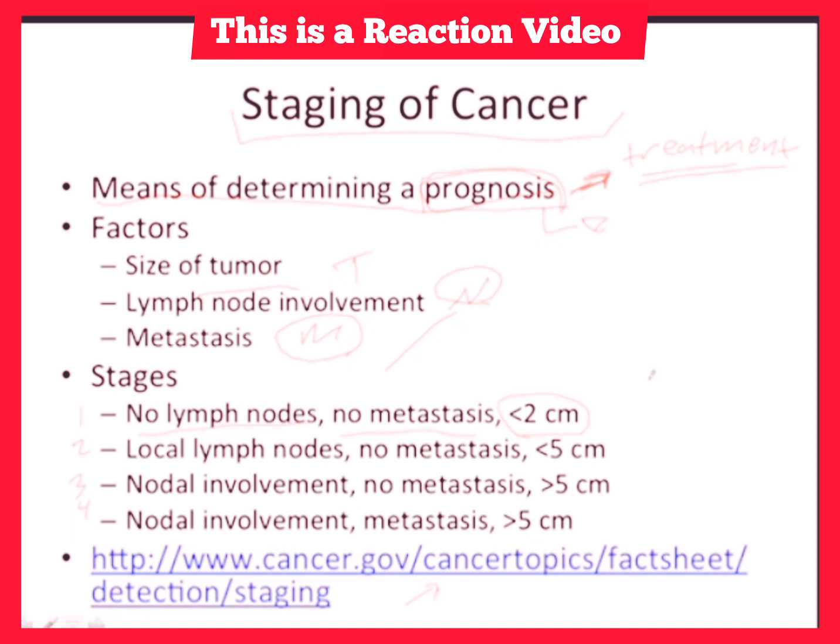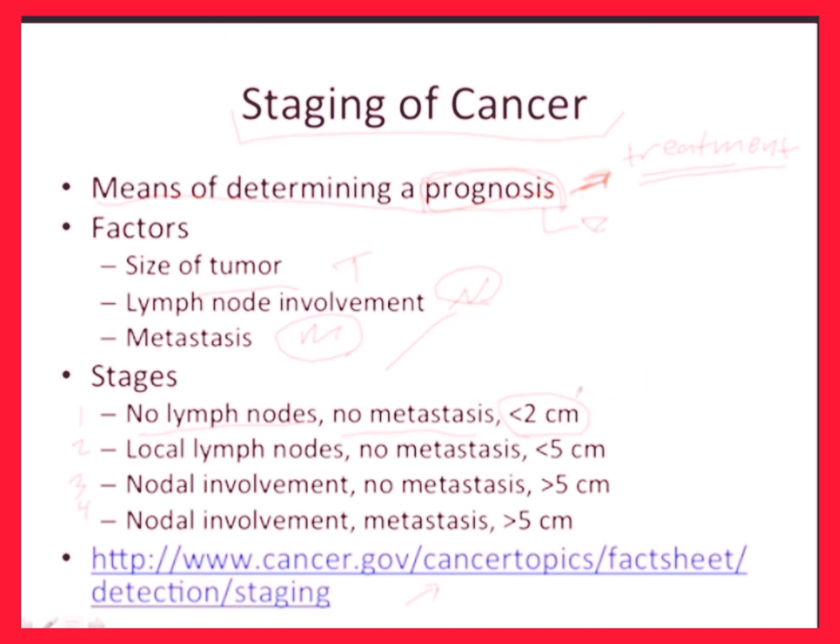Now, for most of my users around the planet, this will make sense. For us Americans who are, for some reason, not using the metric system, remember that 1 inch equals 2.5 centimeters. So this is a tumor or neoplasm that is under an inch in diameter. So no lymph node involvement and no metastasis.